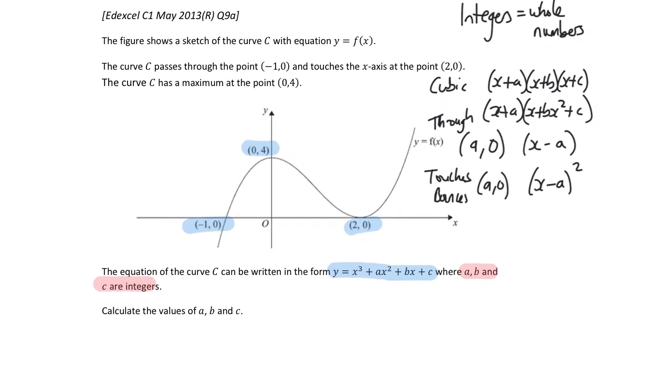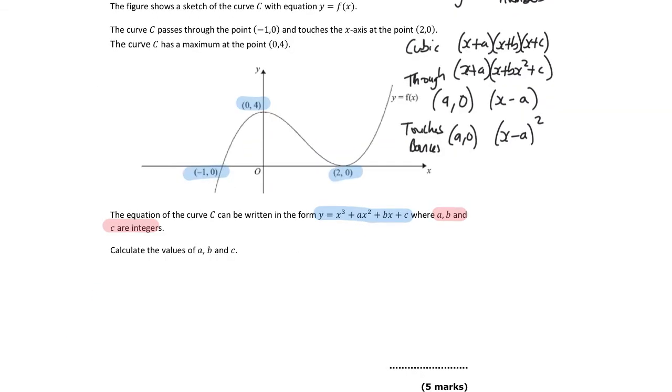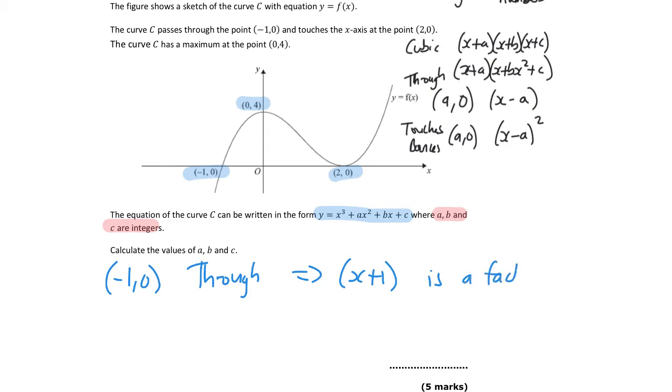Okay, so let's try and put that all together to come up with a solution. So I know that it goes through -1, 0. So I know that x plus 1 is a factor. That's from the factor theorem, because that's telling me that f of -1 equals 0. So therefore, x plus 1 must be a factor.